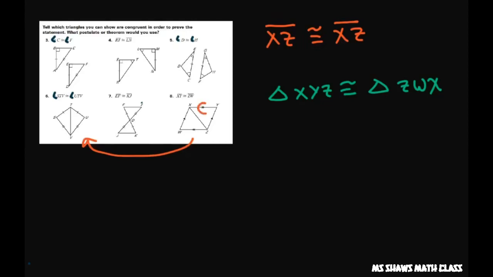So these are parallel lines. So we can use alternate interior angles. So I have an angle here. These two are congruent. Let me take away the parallel lines. All right, so because these are parallel lines, these two angles are congruent. These two angles are congruent. And then we have this side here. So that's going to be angle, side, angle, congruence postulate.